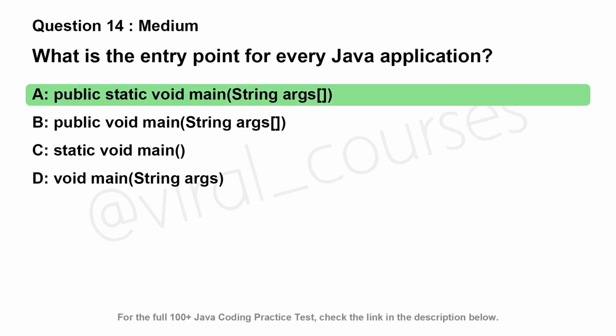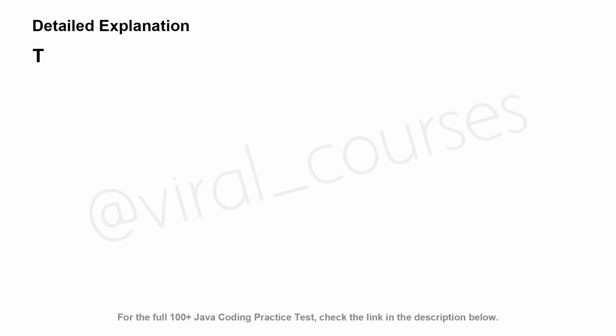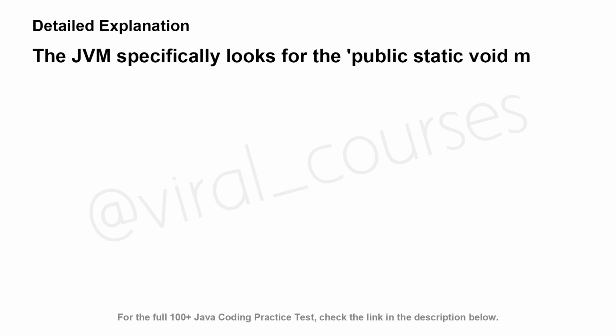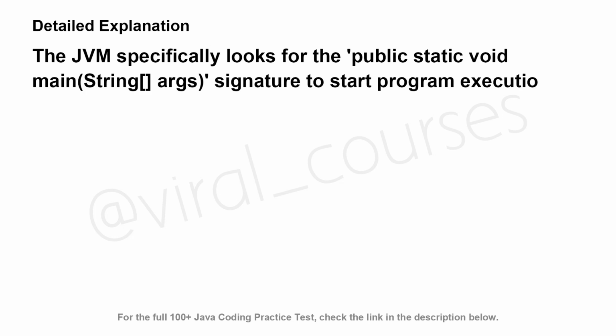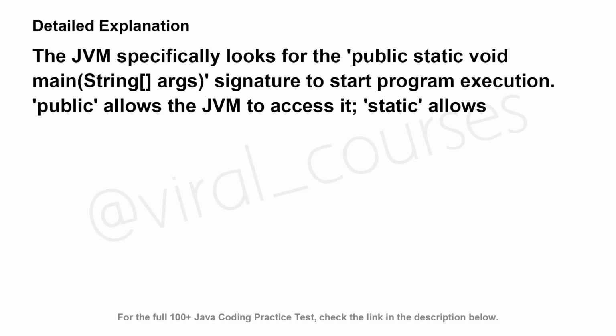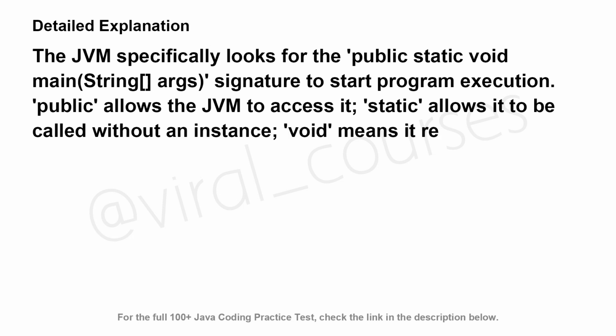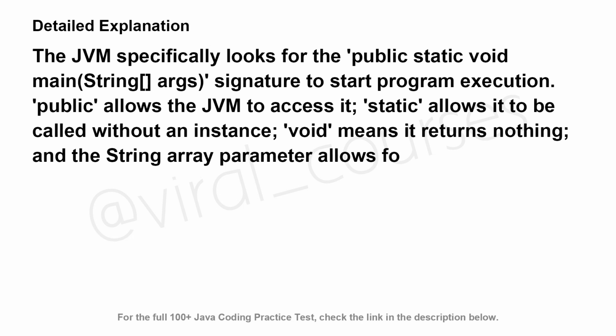The correct answer is A. The JVM specifically looks for the public static void main, String args signature to start program execution. Public allows the JVM to access it. Static allows it to be called without an instance. Void means it returns nothing. And the String array parameter allows for command line arguments.